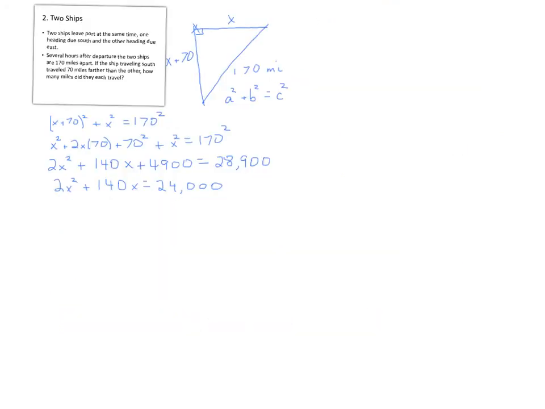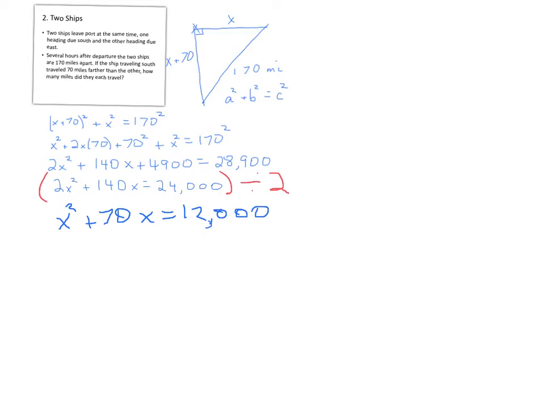So now we're set up, well, actually we're not quite set up to complete the square. We have a coefficient in front of the x squared term that is not 1. That means we need to divide everything by that coefficient. So we end up with x squared plus 70x equals 12,000. And now we're set up to complete the square.